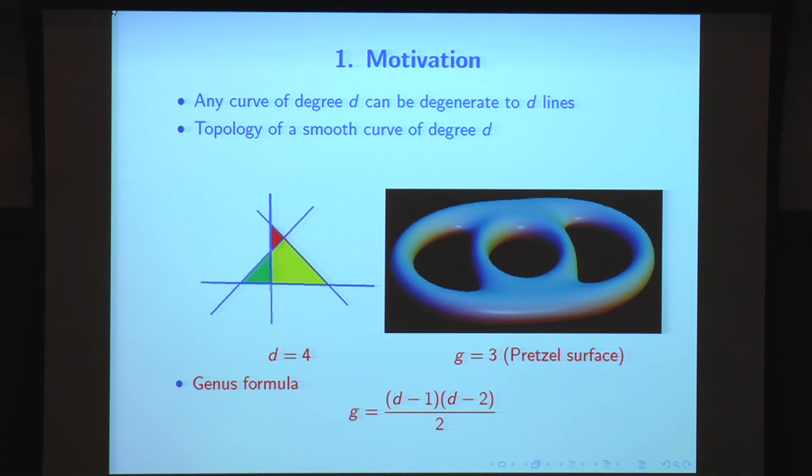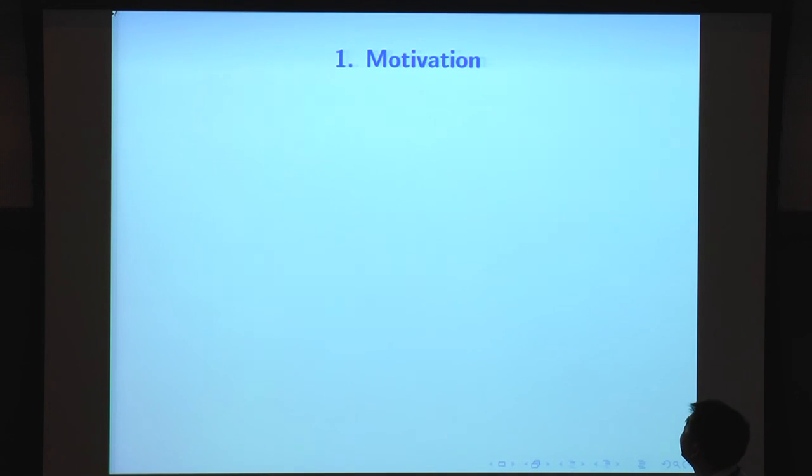Using the same method, we get the genus formula. A degree D curve can be degenerated to D lines. So we consider the deformation of D lines, and we get the picture of any curve of degree D. This is the genus. Actually, Zariski studied algebraic surfaces using the same method.